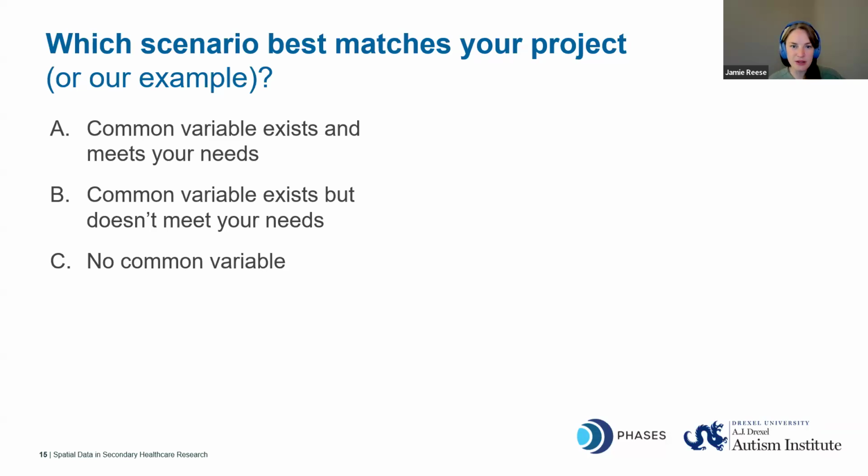All right, it looks like it's a split between there is a common variable that exists and it does meet your needs, and there is no common variable. I have good news for the first group, sort of. The good news is that you don't need to use a spatial join, so you would not need to go through this process. The bad news for you is that you'll need to just come with us and use our example for the rest of the webinar. But the no common variable example is where we would start to consider the rest of this process.